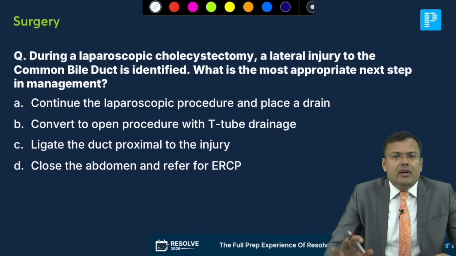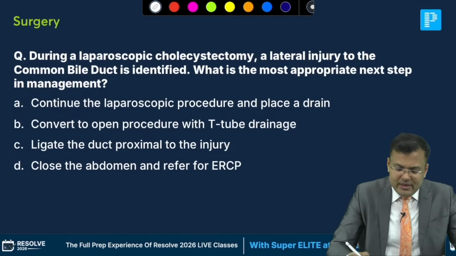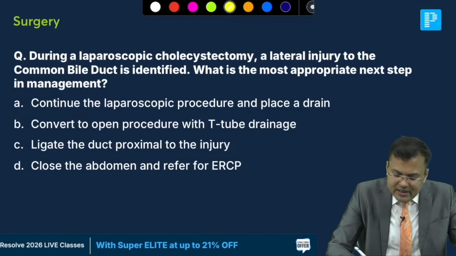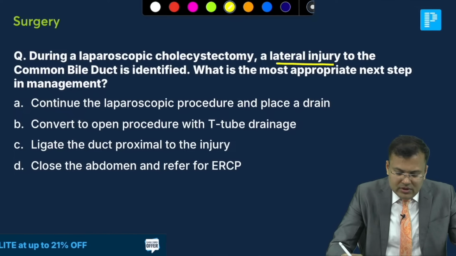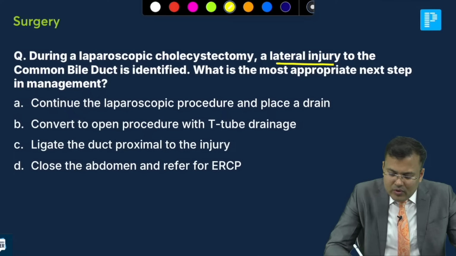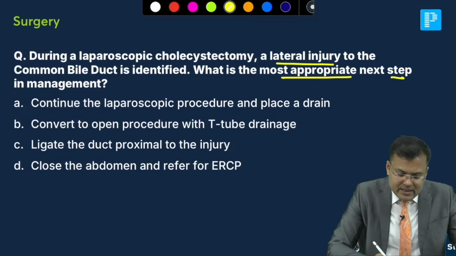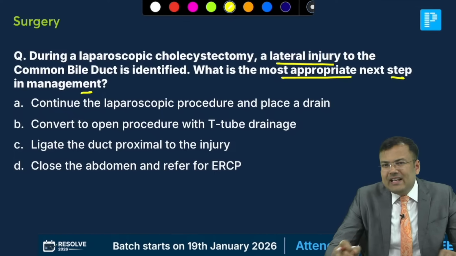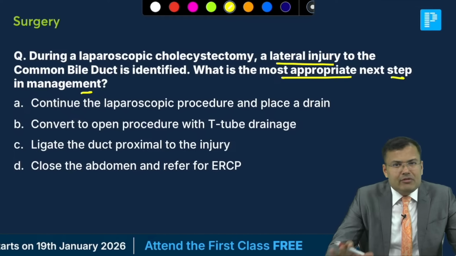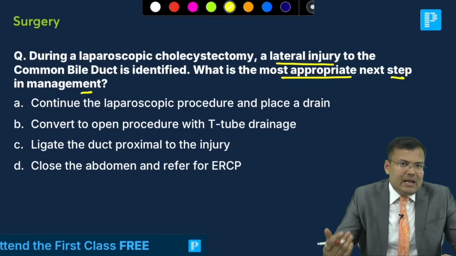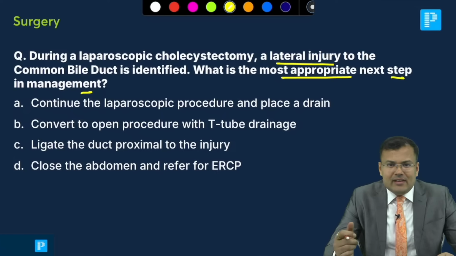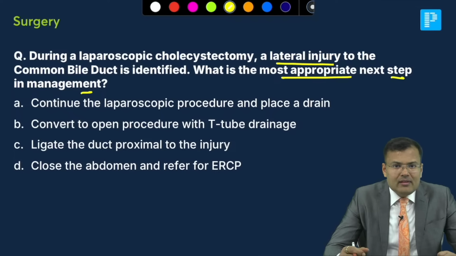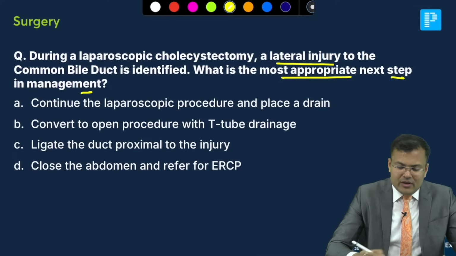Next one. During laparoscopic cholecystectomy, there was a lateral injury to the common bile duct. What is the most appropriate next step in the management? Guys, see this question and tell me, was there any change in the language or was the same language there? During laparoscopic cholecystectomy, lateral injury to CBD. What is the most appropriate next step in management?